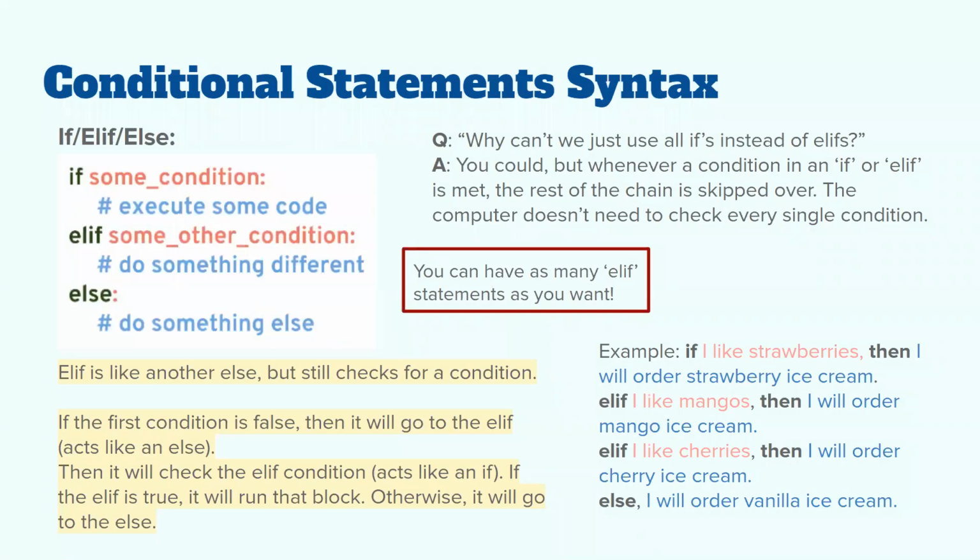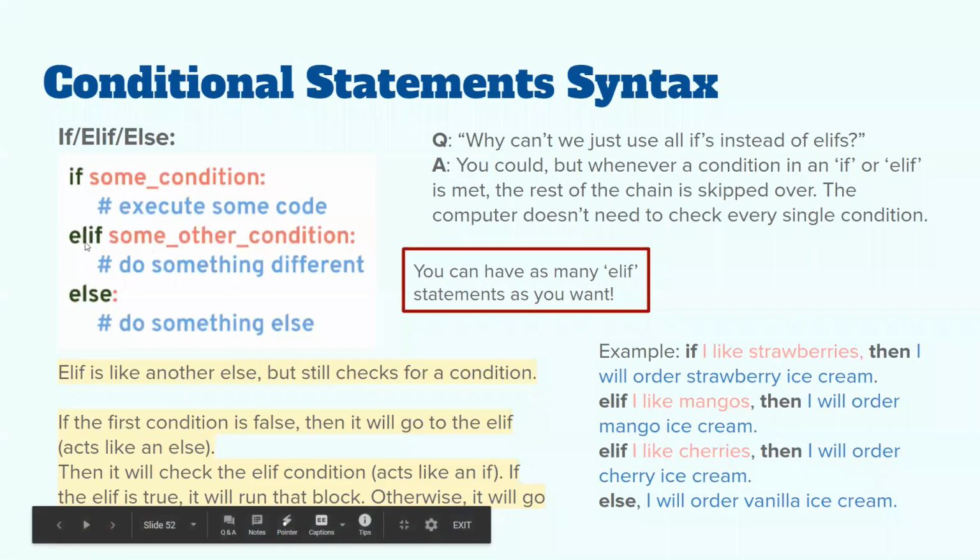Now we have a third kind called an elif statement, and it's kind of a mix between the two. So basically, all it does is it just gives us another condition to check. So we can check another condition if the if above it is false. It's basically like another else in the sense that it jumps to it after the one above it is false, but it checks for a condition. So if the first condition is false, then it'll go to the elif, and then it'll check the elif condition.